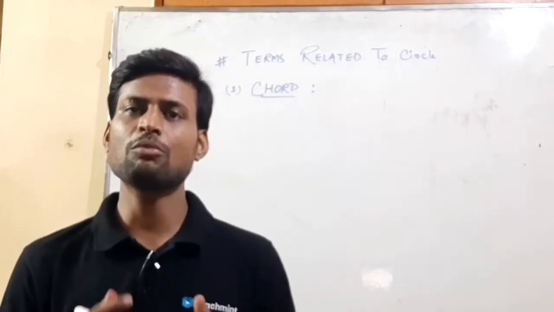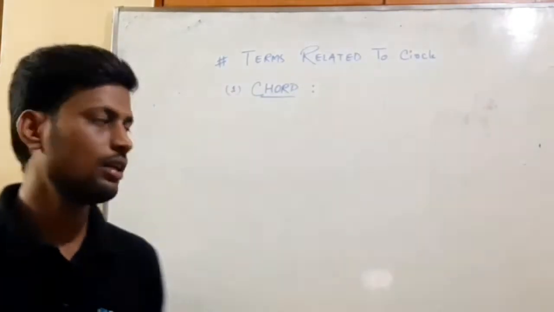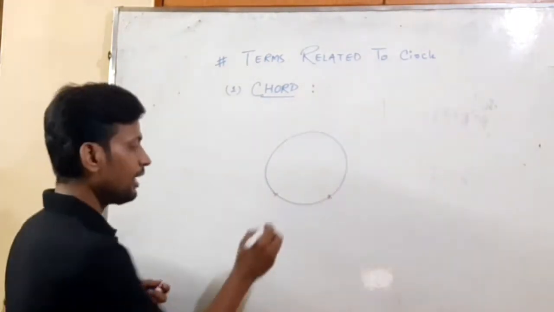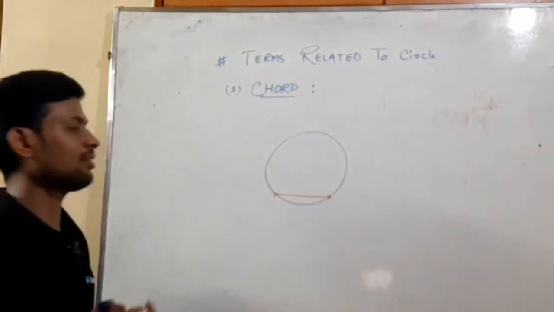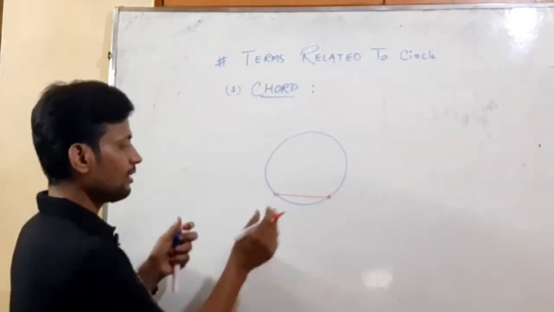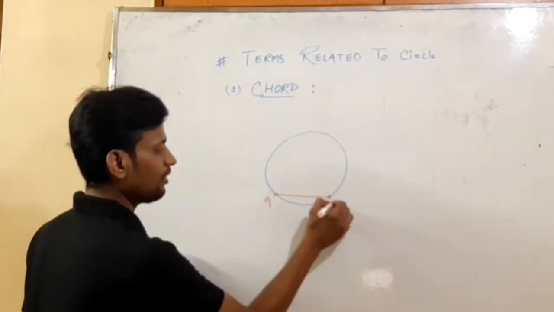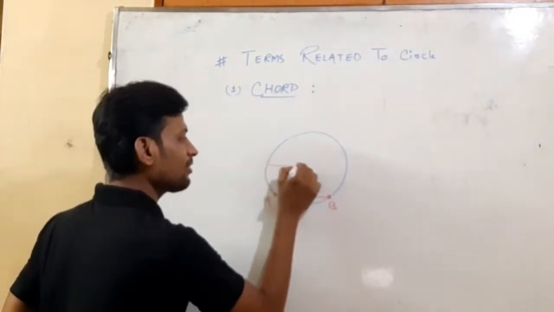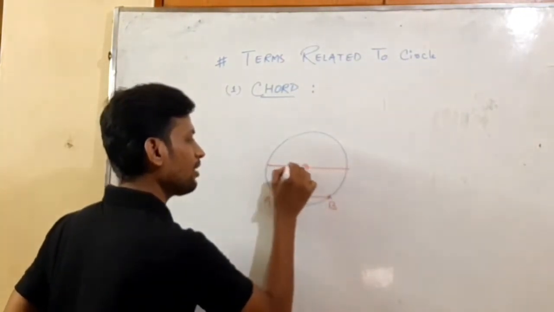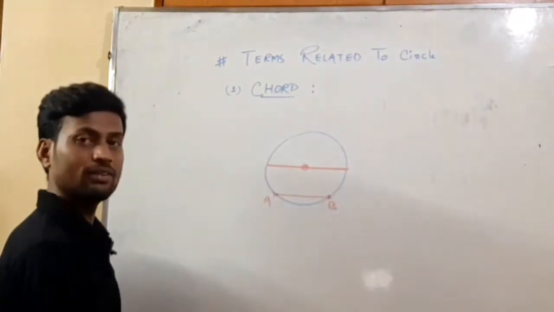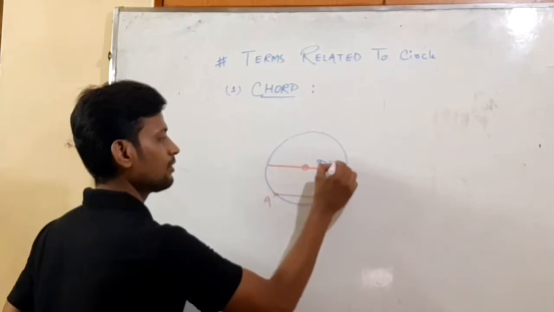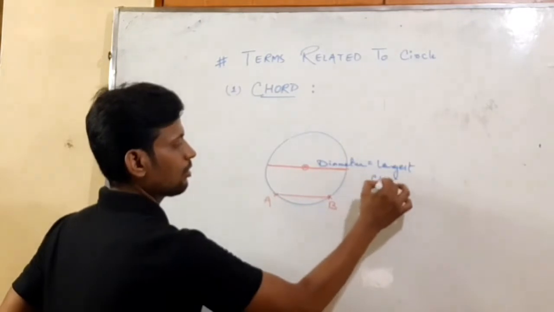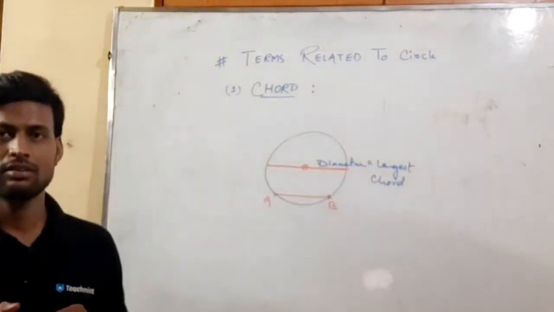Understand a few of the important terminologies related to circle, right? So what is a chord? Chord is a line segment which connects any 2 points on the circumference, right? It means the line segment joining the 2 points on circumference is called chord. And if this chord passes through the center of the circle, then this chord is called diameter. That is the largest chord in a circle, right?